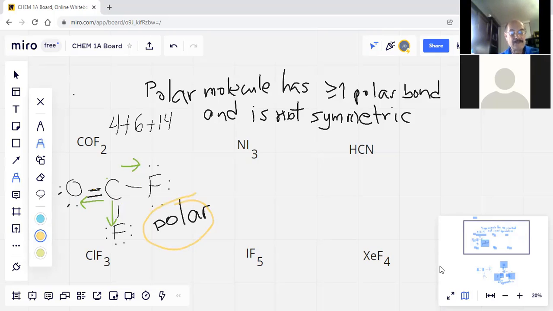See, I didn't have to go to the VSEPR table and find out the shape and see how things were distributed. I didn't have to measure out geometrically how the dipoles are lined up and that kind of stuff. I simply took a shortcut. So let's try that with the next one.